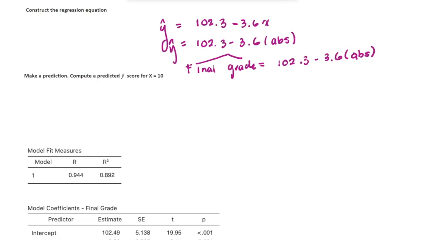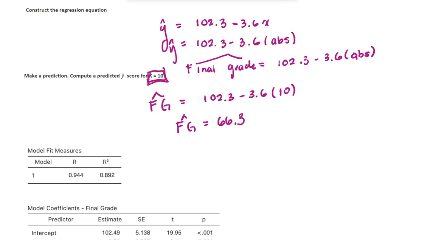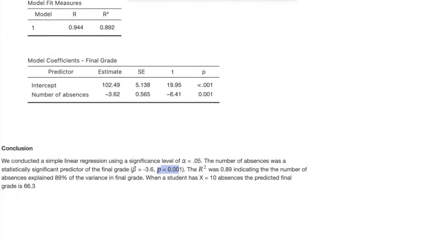Because what we have to do next is make a prediction. When a person has 10 absences, what would be the final predicted grade? Or if I just use FG for final grade, the little hat tells us that it's predicted. That's why we put it in there. So 102.3 minus 3.6, and then instead of absences, I'm going to put the value that we're interested in, which is 10. So the final grade, there you go, should be like 66.3. This is the answer.